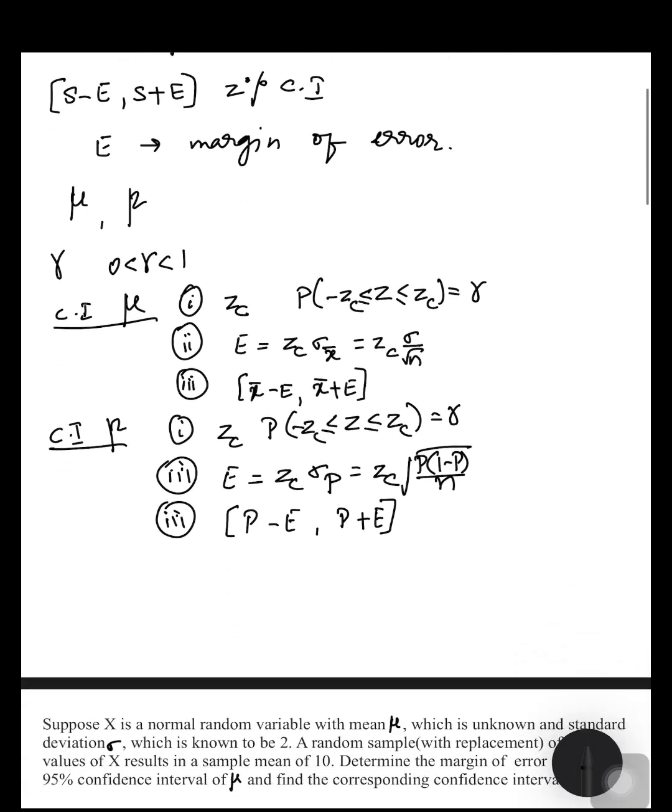Next, we will look at some problems wherein we will be finding the confidence interval and the margin of error. So let us have this first problem. Suppose x is a normal random variable with mean mu, which is unknown, and standard deviation sigma, which is known to be 2. A random sample with replacement of 25 values of x results in a sample mean of 10. Determine the margin of error E for a 95% confidence interval of mu and find the corresponding confidence interval.